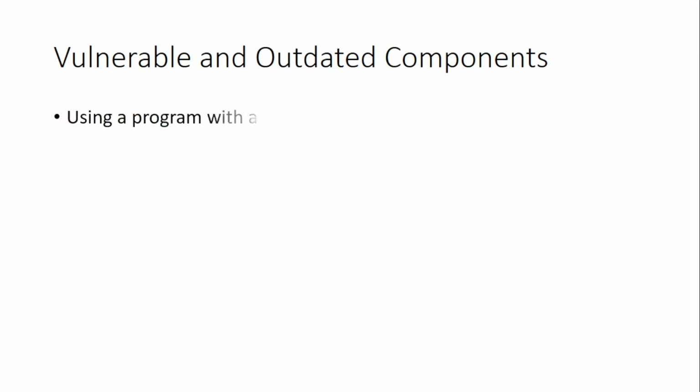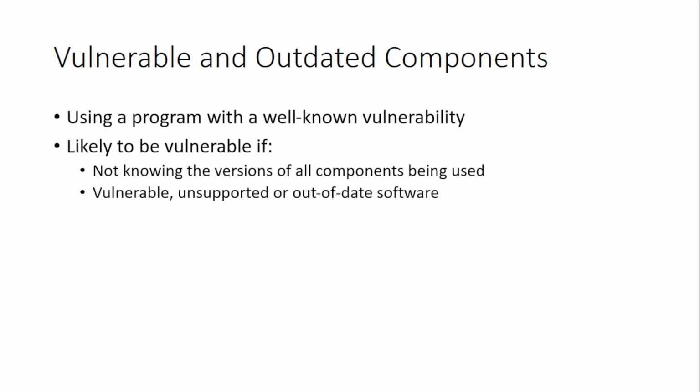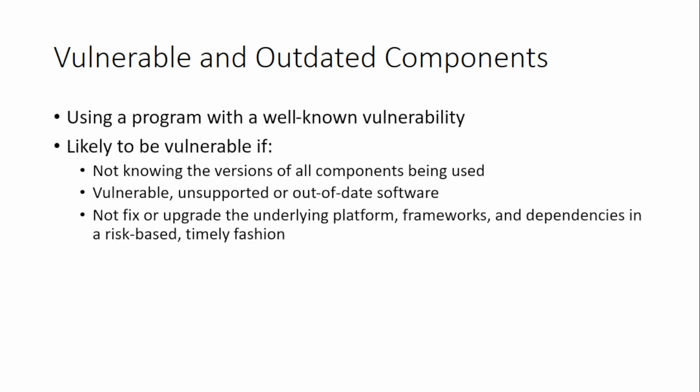So sometimes we find out that the company that we are pen testing or working for is using a program that has a well-known vulnerability. How do we end up having this type of vulnerability? Generally speaking, if we don't know the versions of all the components that are being used, or using vulnerable, unsupported, or out-of-date software, not fixing or upgrading the underlying platforms, frameworks, and dependencies in a risk-based and timely fashion, and so on and so forth.